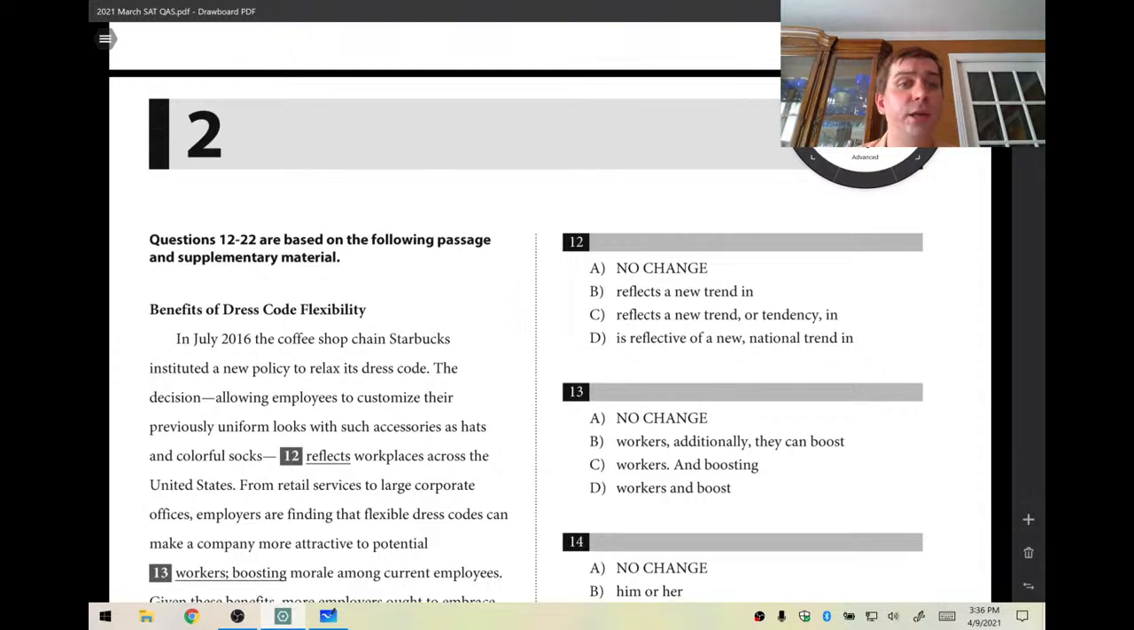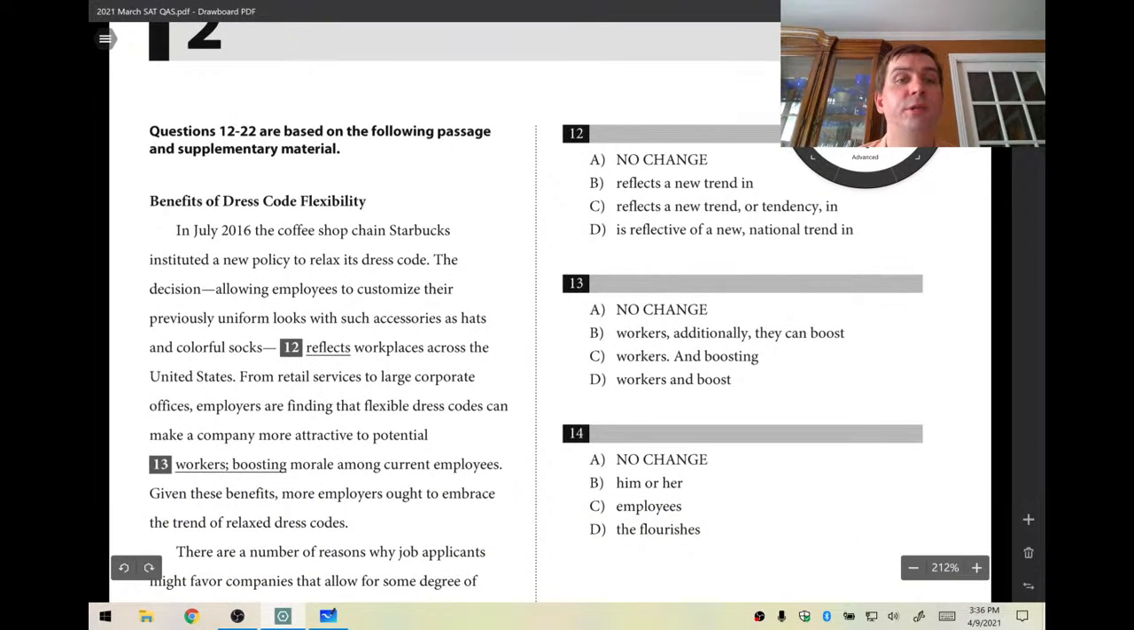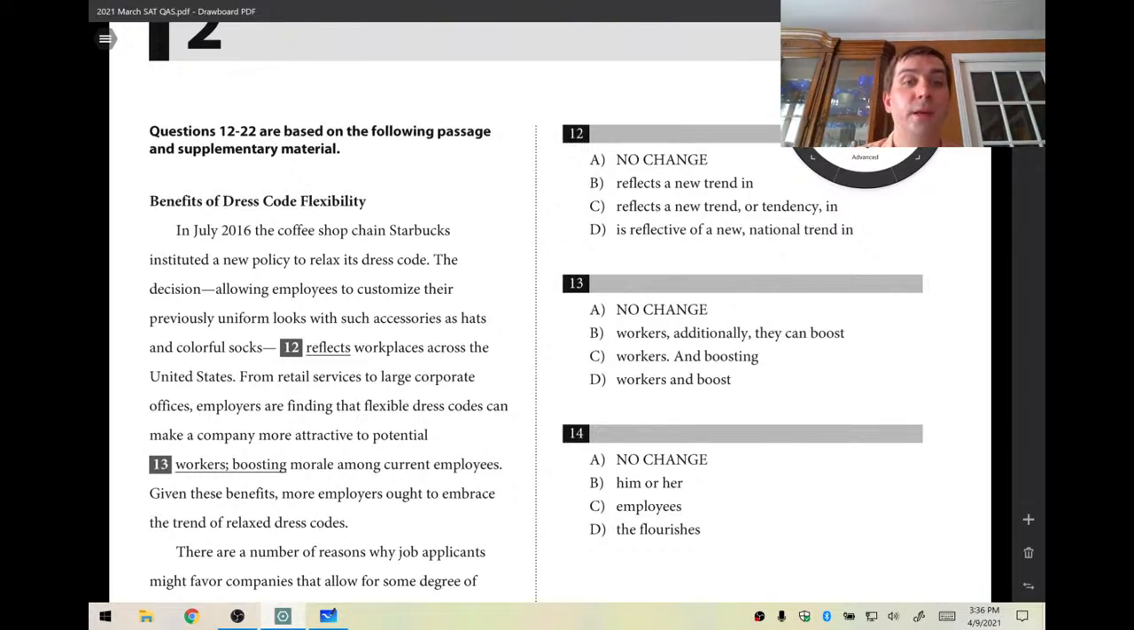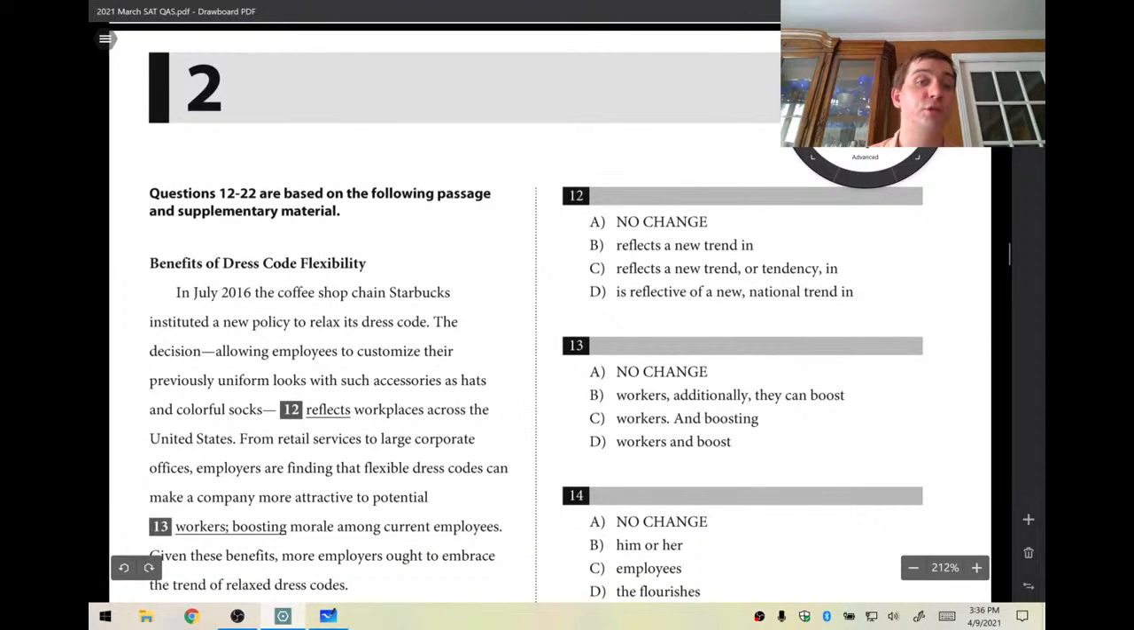In July 2016, the coffee shop chain Starbucks instituted a new policy to relax its dress code, the decision allowing customers to customize their previously uniform looks with such accessories as hats and colorful socks reflects workplaces across the United States. So is reflects the right word here? I know if you're counting the number of words, you may say, well, that is the shortest one. But it is actually not, it's the 5-word answer choice for this one. So 9 times out of 10, the short answer choices are correct.